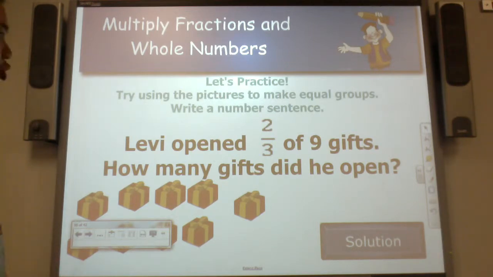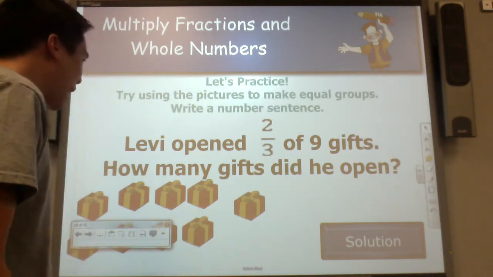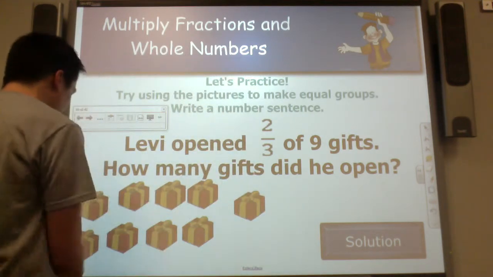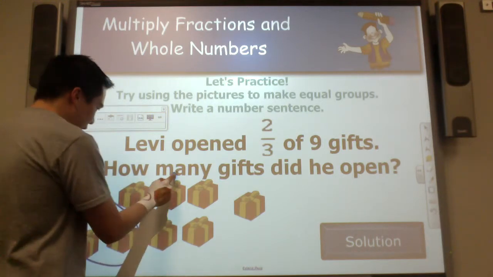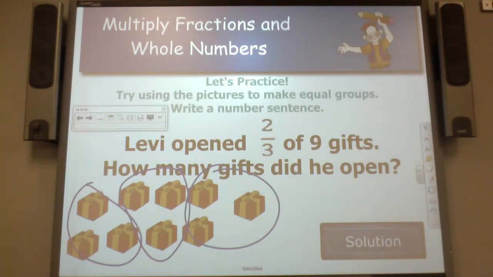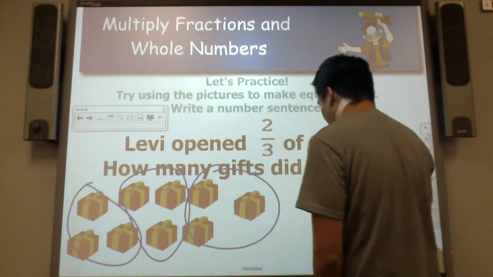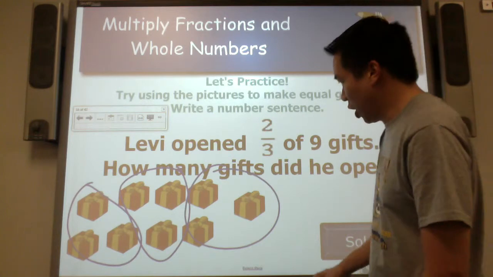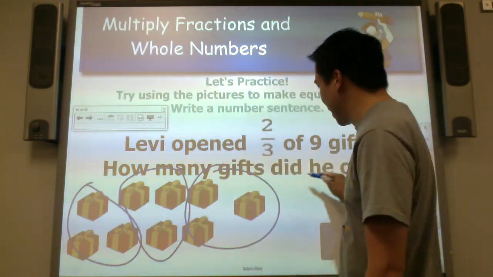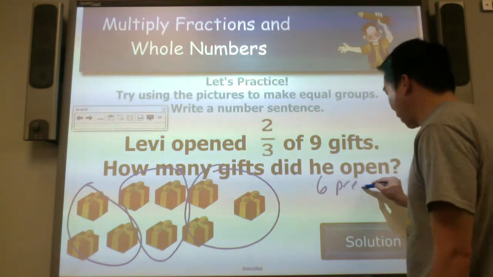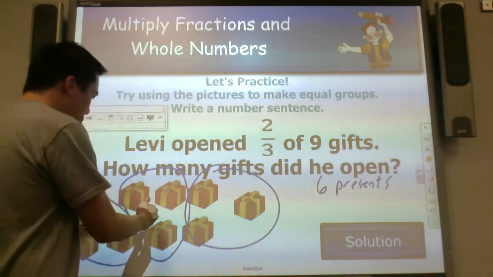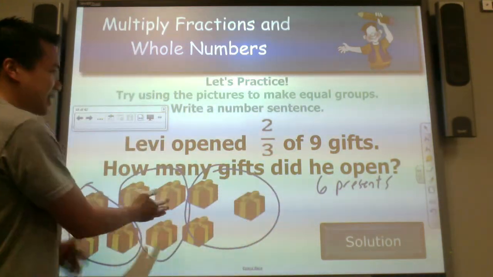Levi opened 2/3 of 9 gifts. How many gifts did he open? So let's break this into thirds. Into thirds, into thirds, into thirds. So he opened 2 of the 3 groups. So I think he opened up this group and this group. So how many presents? I think the answer will be 6 presents. So 2/3 of 9 is 6.